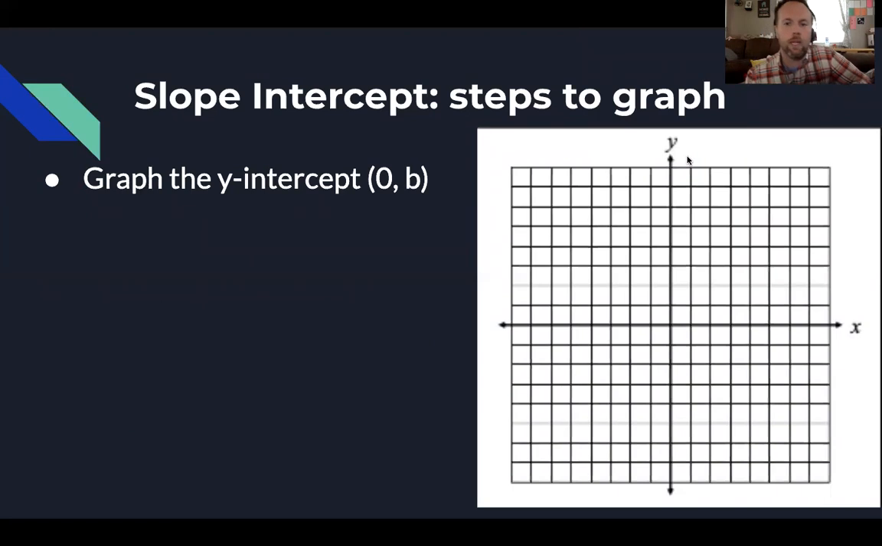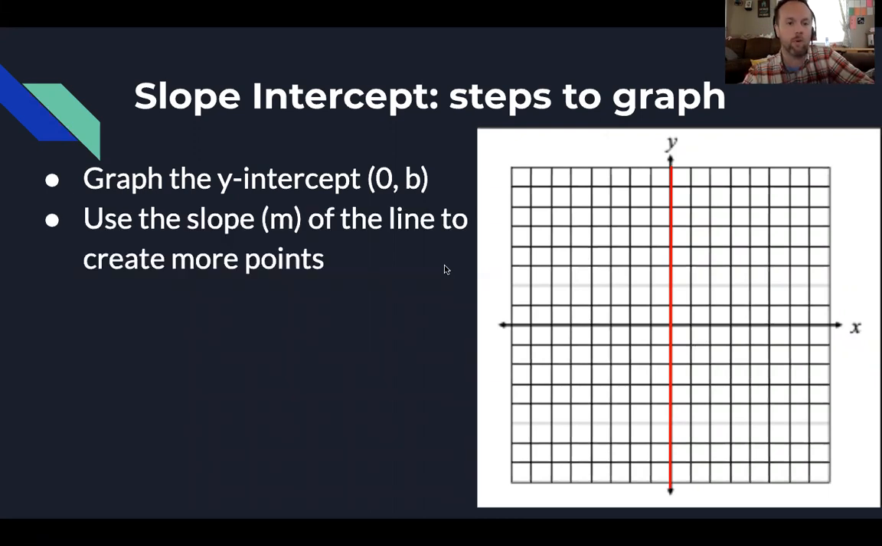So let's look at it. The steps we need to take in order to graph something in slope-intercept form: from the formula we're given, you first graph the y-intercept. If this is my y-axis here, I look wherever it intersects the y-axis. For the y-intercept, my x-coordinate will always be 0, because that shows me it's somewhere on the y-axis. If it's negative 4, I count down and put my point at 0, negative 4. If my y-intercept is 5, I count up to positive 5, but it's always somewhere on that y-axis in slope-intercept form.